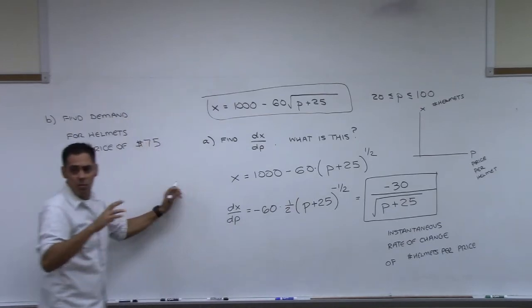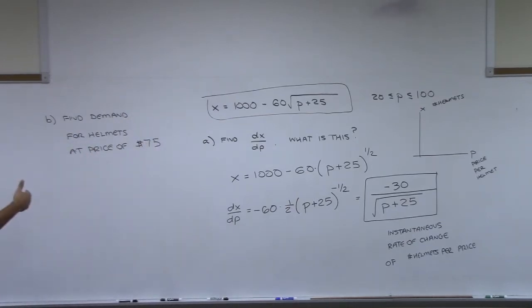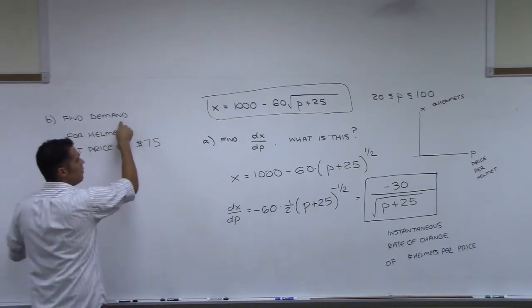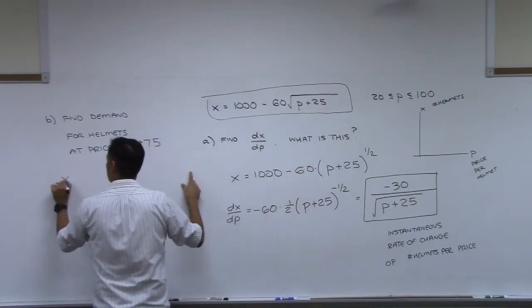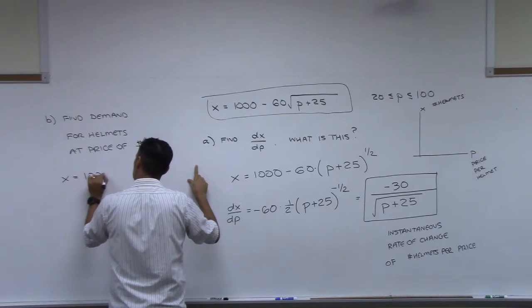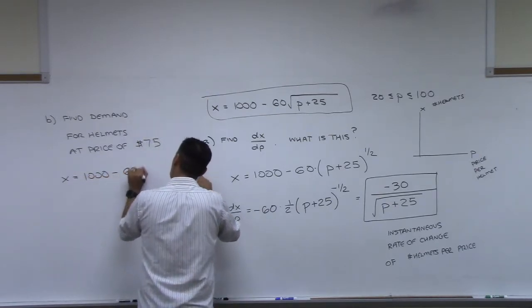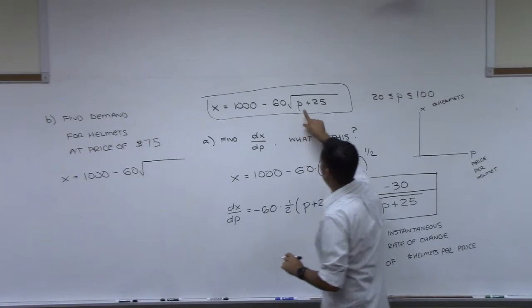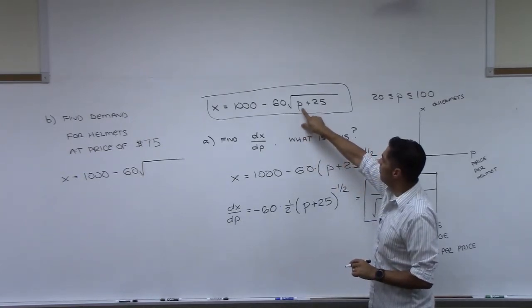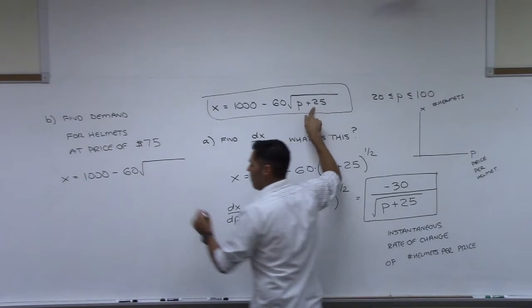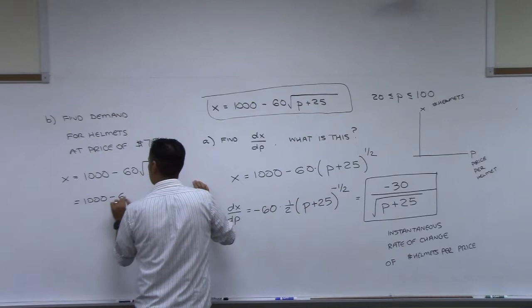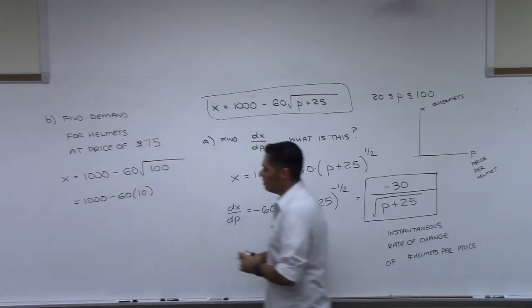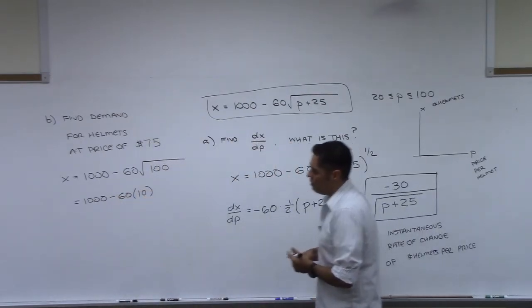See, this is part of what makes the word problems challenging on the test. You must be able to read the word problem and know what to do with that information, right? So this is asking us to plug in 75 here. So let's do that, okay? So x equals 1,000 minus 60 times the square root of, now 75 goes in here. So 75 plus 25, right? That's 100. So root 100. So 1,000 minus 60 times 10, because the square root of 100 is 10. It's 1,000 minus 600, so 400?